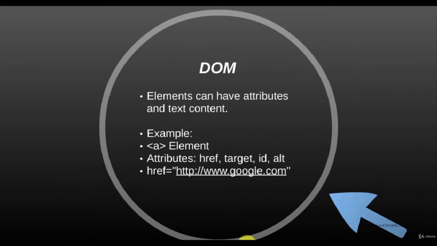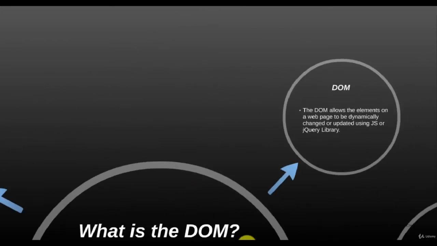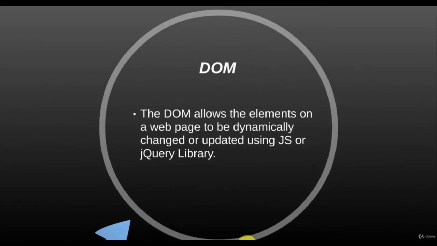Each of these elements can have text content and attributes. For example, the A element contains an href attribute, which contains a textual link. The DOM is important to understand because it allows the elements on a web page to be dynamically changed or updated using JavaScript or the jQuery library.